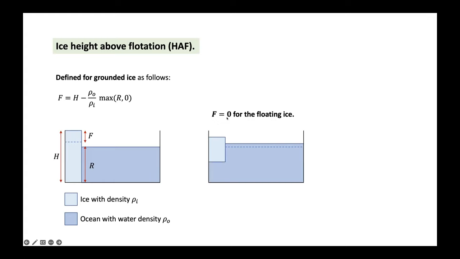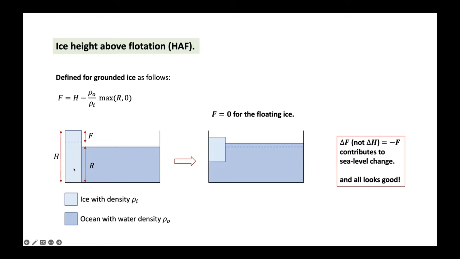Imagine the ice sheet has evolved from this geometry to the one on the right-hand side. Then the contribution of this ice column to the sea level can be computed by differentiating the ice height above flotation, so basically delta F, not the change in ice thickness, delta H. And this works perfectly fine if things are much simpler, by which I mean if we only consider a standalone ice sheet model.